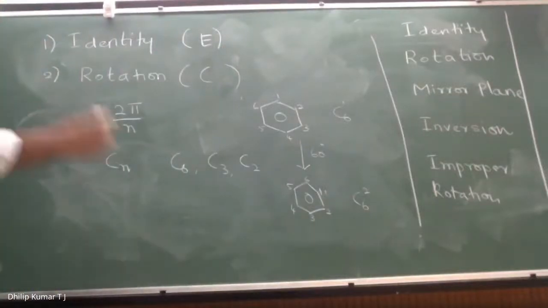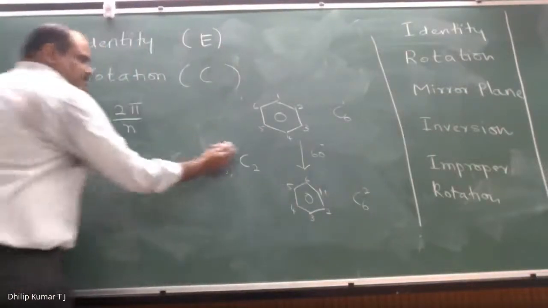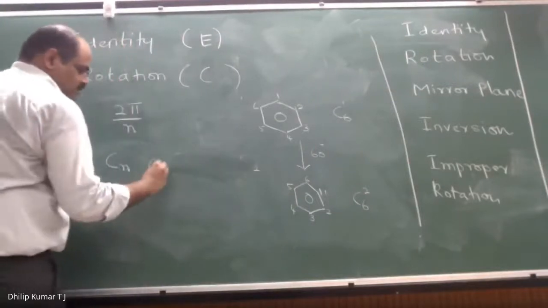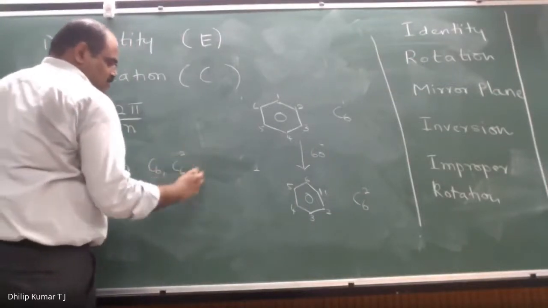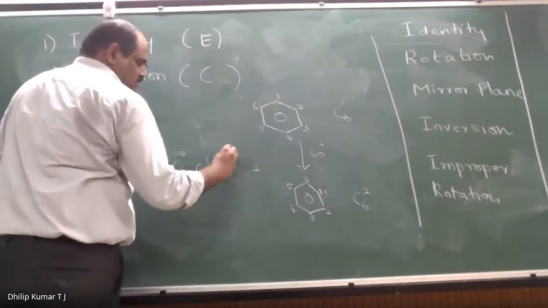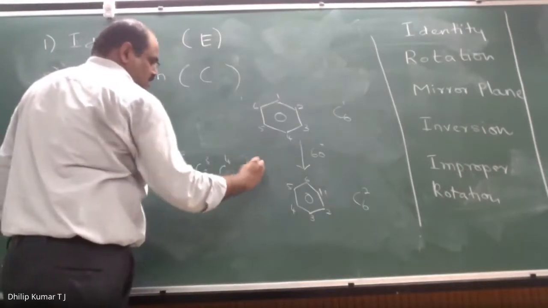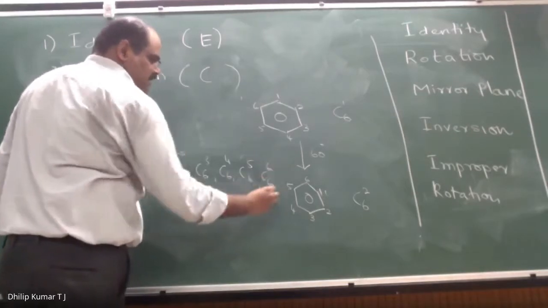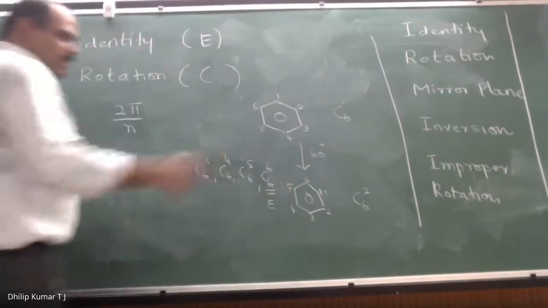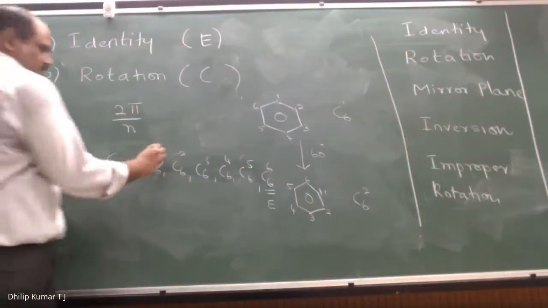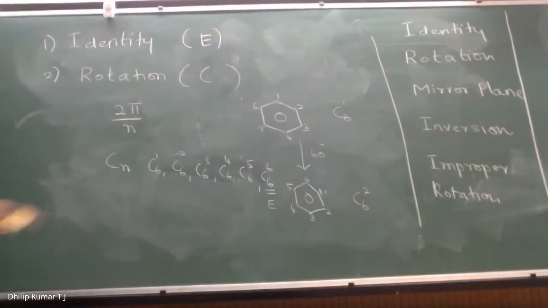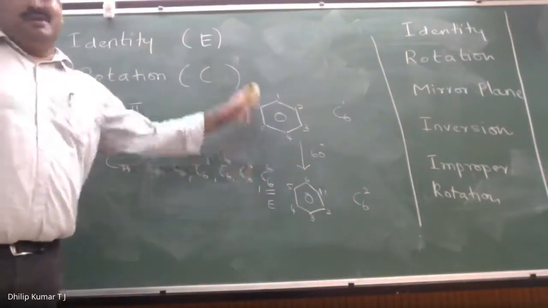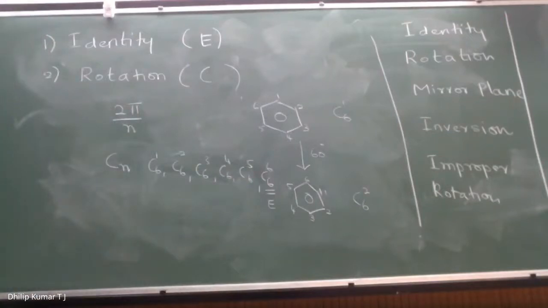Like this, one can keep writing it. It is possible to have C6, C6 squared, C6 cubed, C6 to the 4, C6 to the 5, and C6 to the 6, which is nothing but E. We are coming back to the original structure. So one can keep on writing these to represent how many times you have got the indistinguishable image. This is all about rotational symmetry.